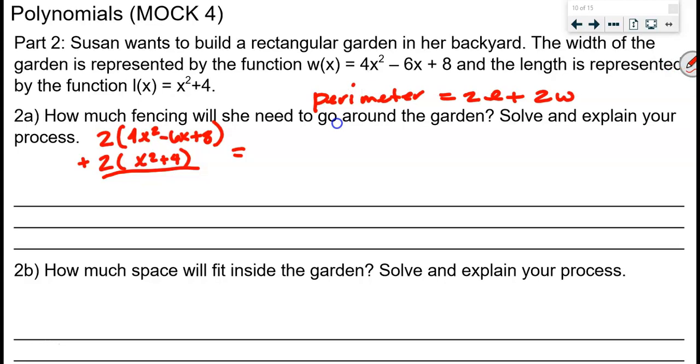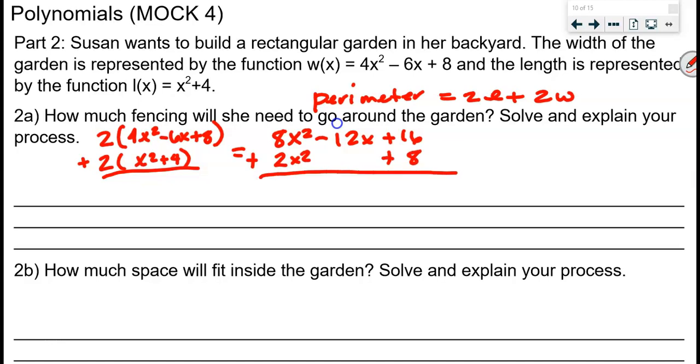Okay. All right, so now 2 times 4, let's go ahead and do that. 8x squared minus 12x plus 16. And then I'm going to add to that my 2x squared plus what? 8. Yes. So then I get 10x squared minus 12x plus 24 is my answer.